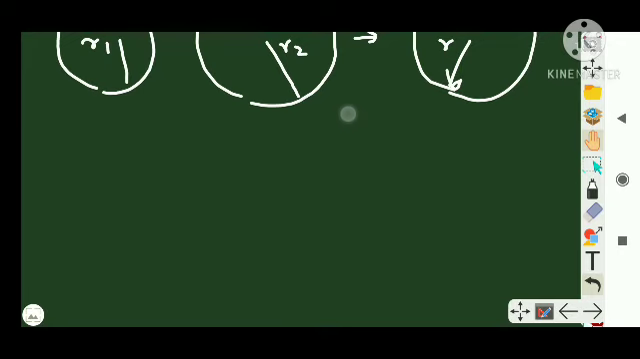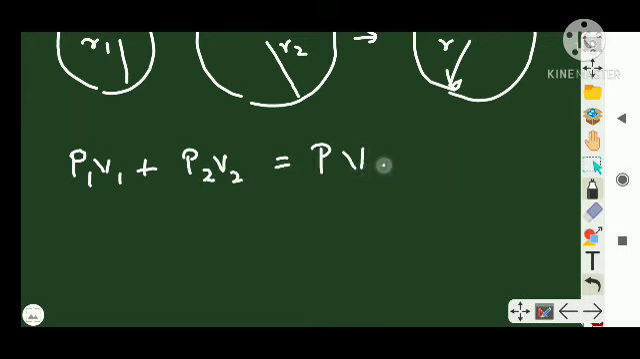Then I can write P1 V1 plus P2 V2 is equal to PV. As PV is constant, the sum of the pressure-volume products is constant in an isothermal condition. I can write this formula, right? Now, what can I write about each pressure? Pressure in terms of surface tension, right?